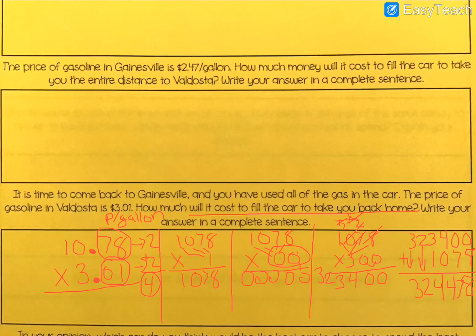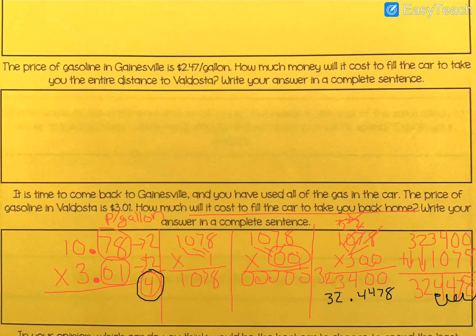And then, if we go back, when we counted our place values after the decimal, we said we needed 4 place values after the decimal in our answer. So we have 1, 2, 3, 4. So our answer here is 32 and 4,478 10,000ths. Again, we're talking about money, so we're going to round to the nearest hundredth.